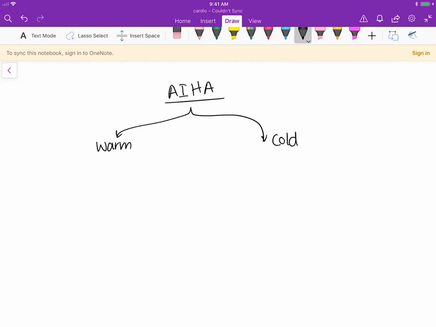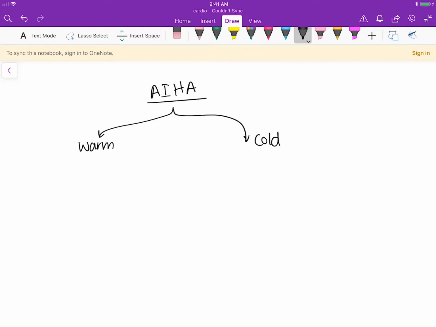Hey friends, just wanted to give you a quick overview of what autoimmune hemolytic anemia, or AIHA, is, and then what warm and cold hemolytic anemia are and the differences between them. Remember, these are all antibody diseases. Autoimmune means antibodies, so there is some antibody that your body is producing against these red blood cells.